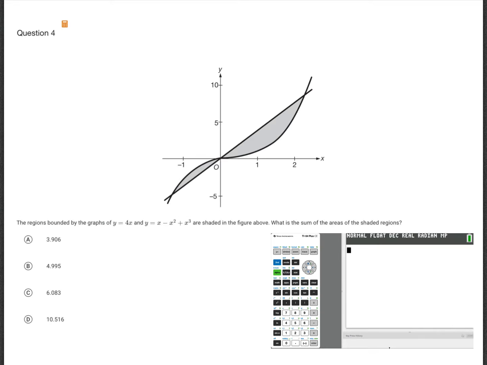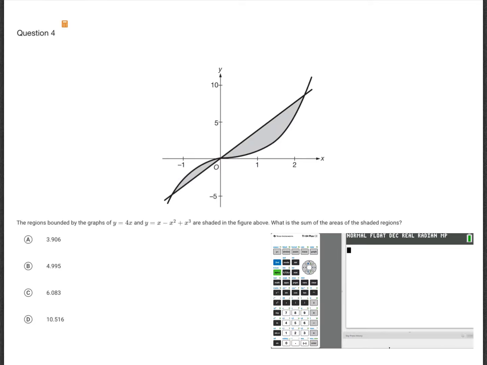Okay, we'll do a lot in the calculator for this one, but let's talk about what we're going to put into the calculator. They say the regions bounded by the graphs of y equals 4x, which is definitely this straight line, 4x, some linear function going through the origin, and y equals x minus x squared plus x cubed are shaded in the figure. What's the sum of the areas of the shaded regions? Okay, so I'm going to show 2 ways to do it.